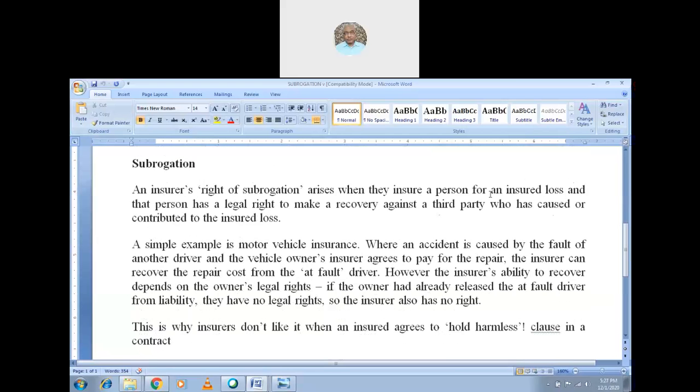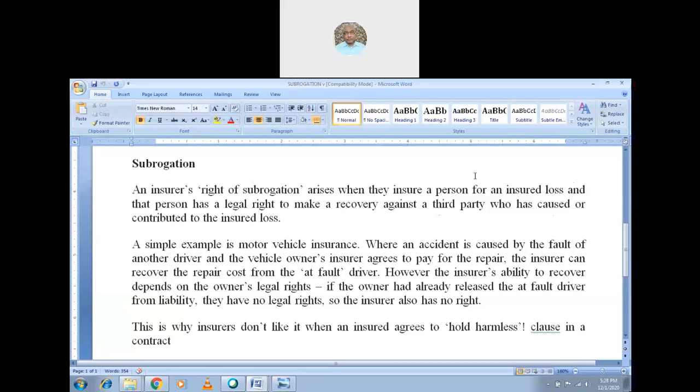First they make the payment. Later on, depending upon whose fault it is, suppose the other party's fault is more, then they can recover from the other party. But first and foremost, they have to pay the insured. However, the insurer's ability to recover depends upon the owner's legal right. If the owner had already released the at-fault driver from the liability, they have no legal rights, so the insurer has no right.